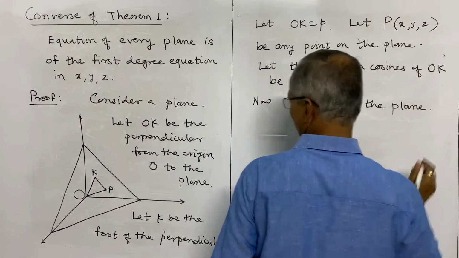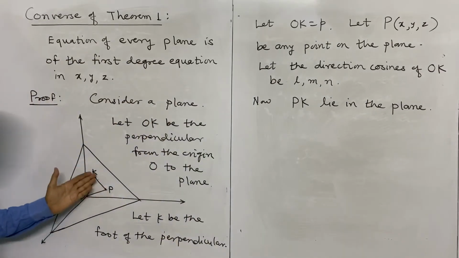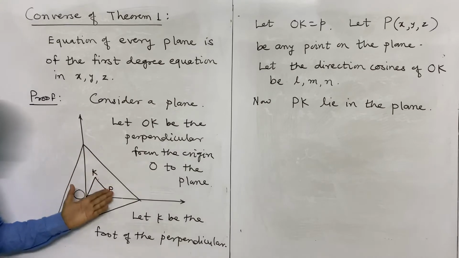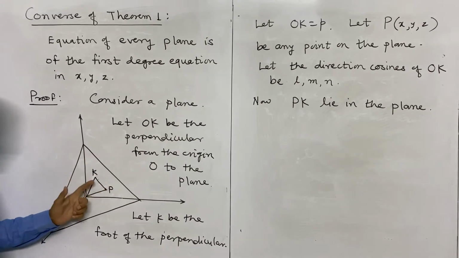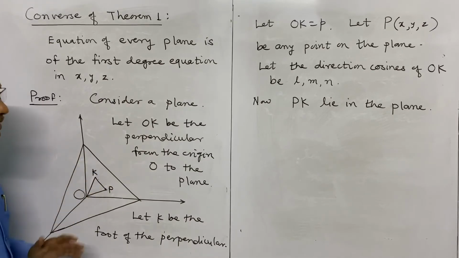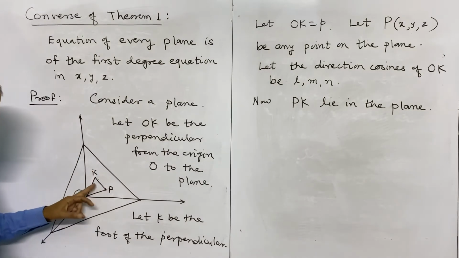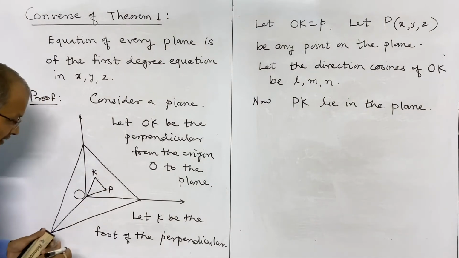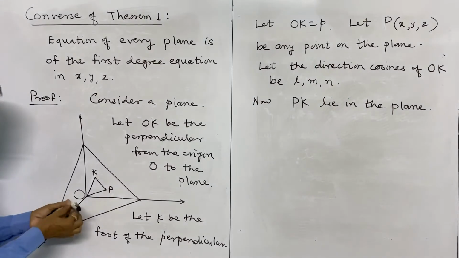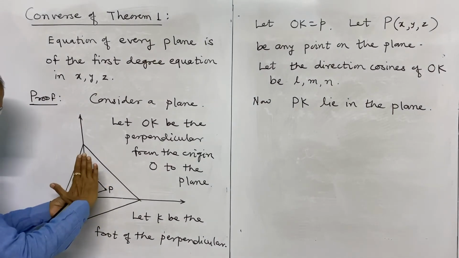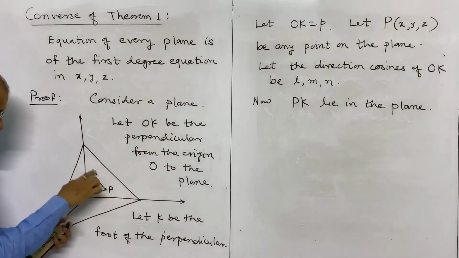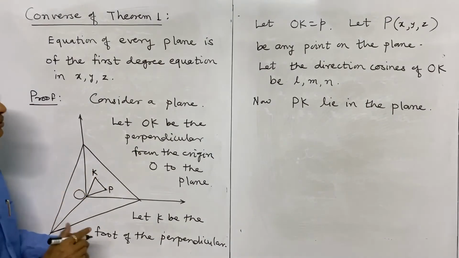See, this is to be imagined. P and K are on this plane, which we can imagine as a sheet kept like this. P and K are in the plane, and therefore PK is perpendicular to OK, because OK is perpendicular to the plane. So this is from the origin, and the plane is like this. It is perpendicular, and therefore the PK line is perpendicular to OK.